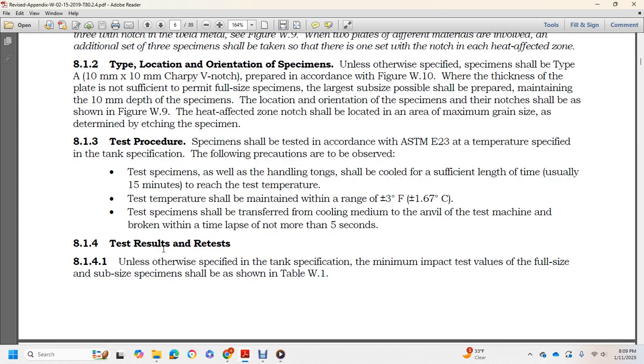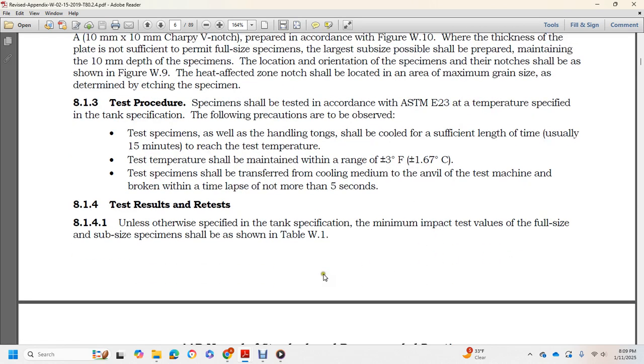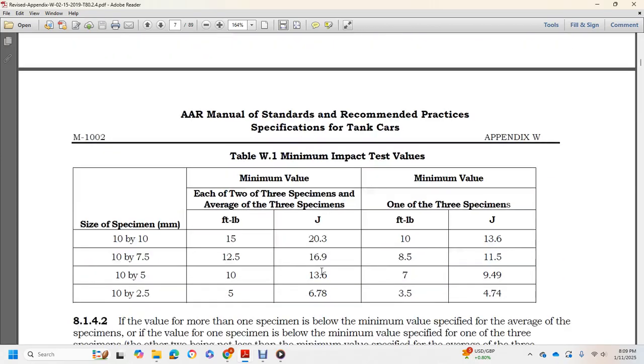Test results and retest, unless otherwise specified. The tank specified minimum impact test values for full-size and sub-size specimens should be as shown in Table W1. Table 1, minimum impact test values. Minimum value of each of the 3 specimens. Average of the 3 specimens. Specimen sizes 10 by 10, 10 by 7.5, 10 by 5, 10 by 2.5. Foot-pounds: 15, 12, 5, 10, 5, 10, 8, 7, 3, 5.